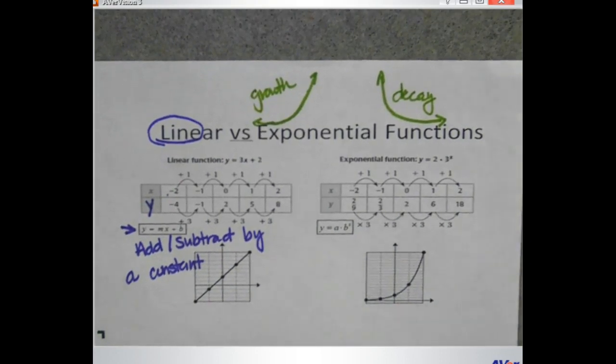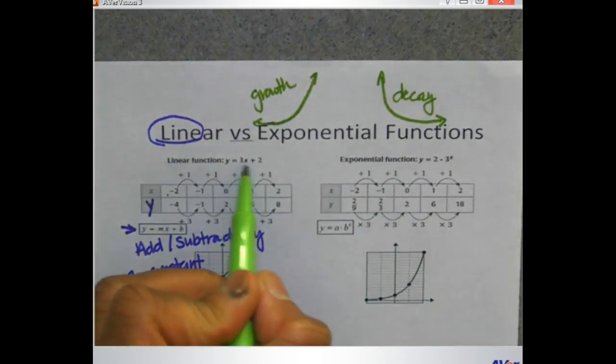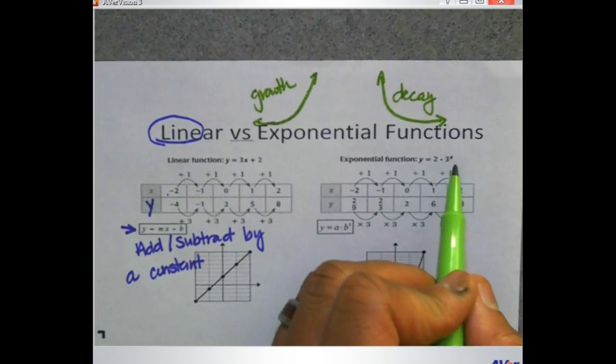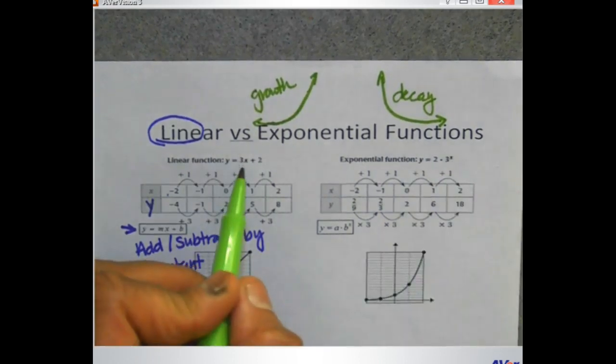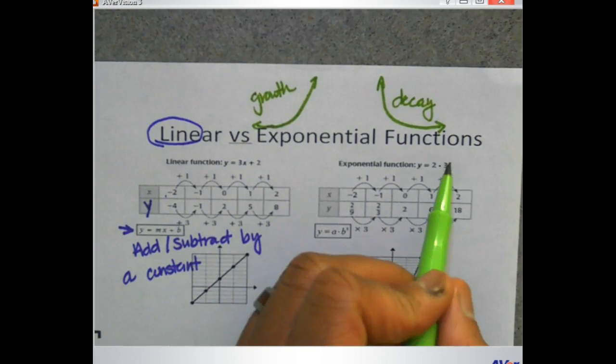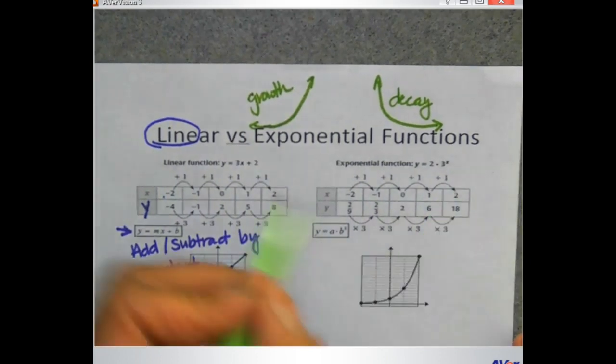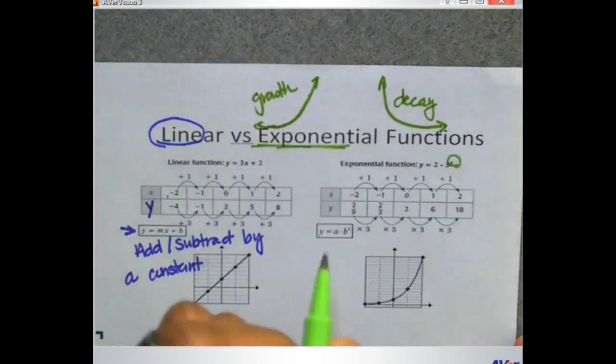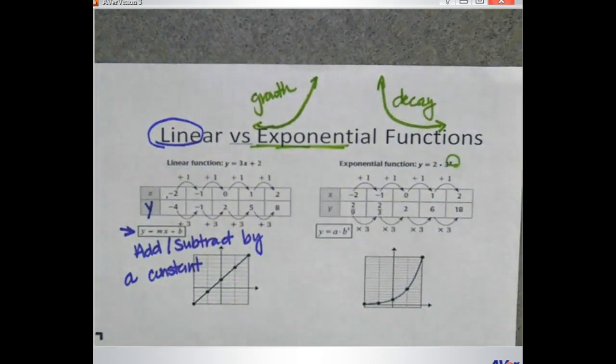Contrary to that is exponential growth or decay. And this could be of the form, instead of 3 times x, 3 to the x. See what I did there? Not 3 times x, but 3 to the x. Exponential functions. Think about that. Exponent. Your variable is going to be an exponent for exponential functions.